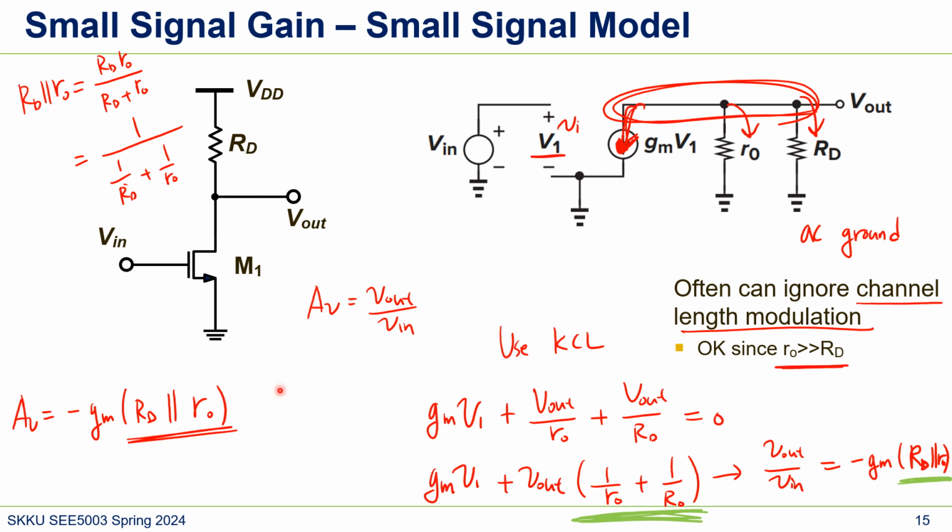Here, come back to the gain. Our gain looks like this. But if our RD is small compared to this RO, then we can just make it like minus GM RD. Okay. I think this is a very basic calculation. I hope you guys are very used to this calculation. Maybe practice, or also in our in-person class, we'll practice a lot of this.